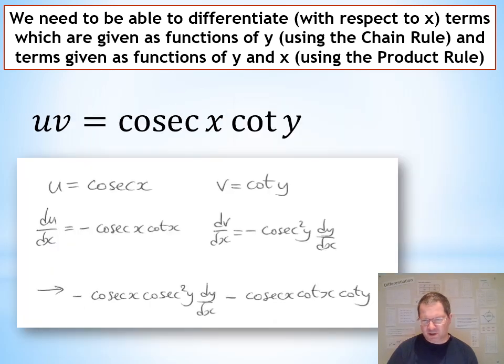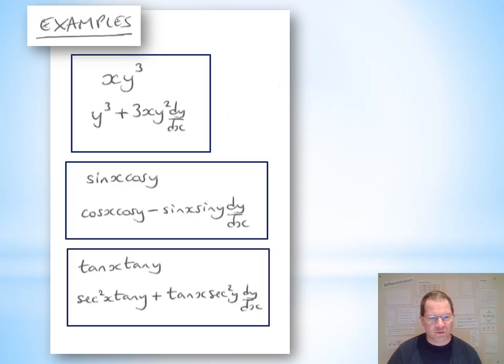Finally, we might want to differentiate cosec x cot y. So if we let u equal cosec x and v equal cot y and differentiate them both, the differential of cosec x with respect to x is minus cosec x cot x. The differential of cot y with respect to x is minus cosec squared y dy by dx. And then the product rule gives us minus cosec x cosec squared y dy by dx minus cosec x cot y. So let's just talk through 3 further examples of the product rule.